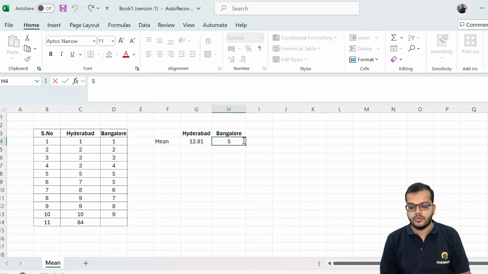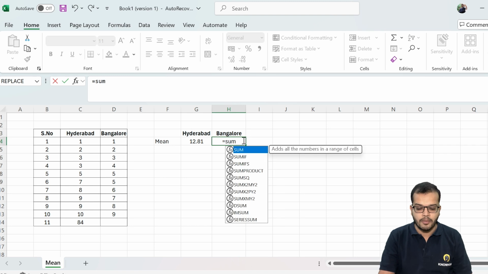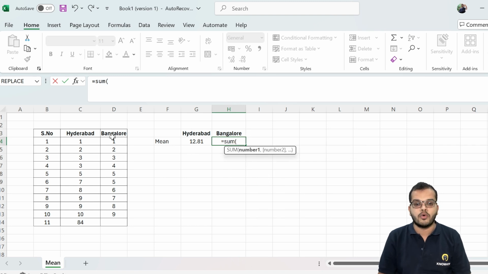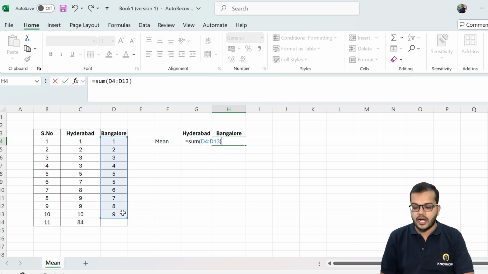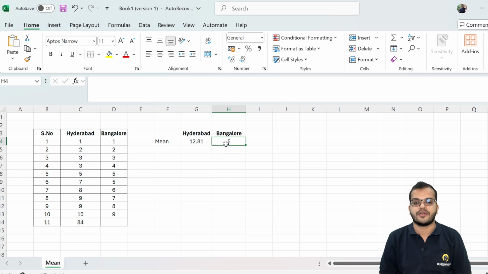So what I'll do is take the sum of all these things. I'm going to calculate all these things. Now I'm going to divide it by 10. So what am I going to get? I'm going to get 5. Correct. So this is the same way, right?